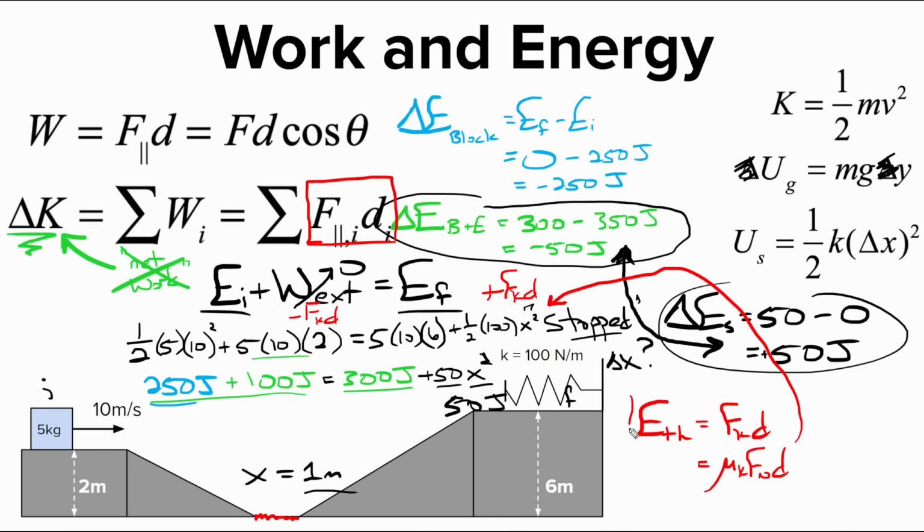And sometimes if they just ask you to find the thermal energy, just write plus E thermal and solve for it. You don't always have to write mu k Fn d. If they want you to find d, great, plug that in. But if they just want you to find E thermal, sometimes you can find it just by plugging in E thermal and solving for that variable.